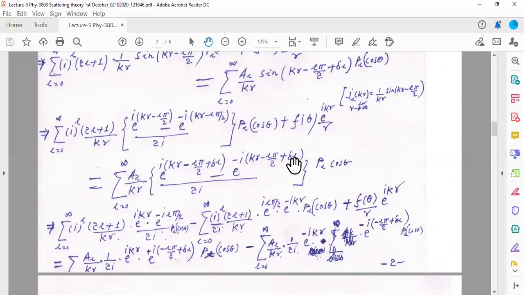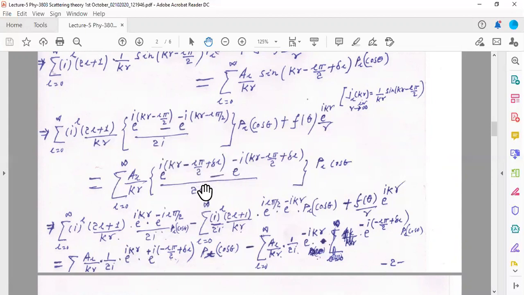And then you have f(theta) over r, e to the power of i kr. I'm keeping this term as it is. So you can see the left hand side is simplified. Now look at the right hand side. On the right hand side again you have a curly bracket, so you have to open the curly bracket.